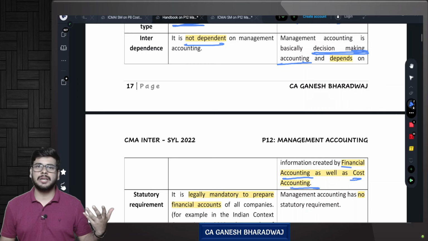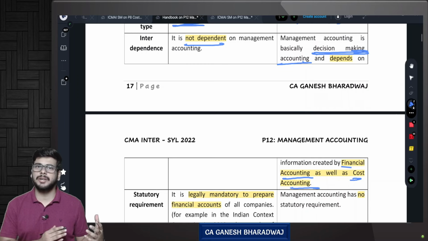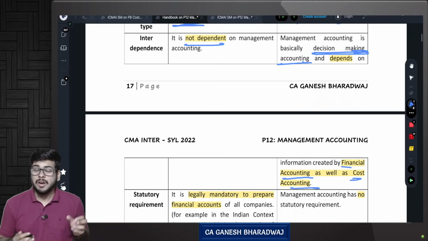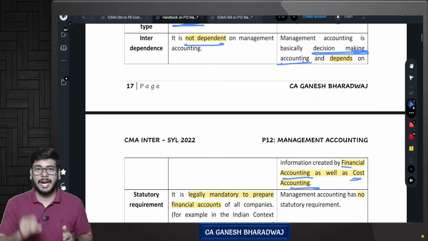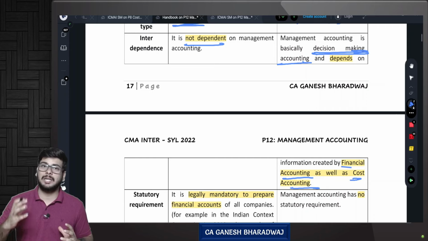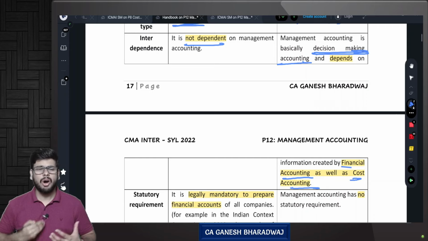If you see companies like Reliance and all, Mukesh Ambani will be having his personal advisor. Whether he's a CMA or not is a different story, but what he does in his day-to-day activities is management accounting. He has to evaluate multiple alternatives and come up with the best alternative that is in the best interest of the company. All these things are a scope of management accounting.